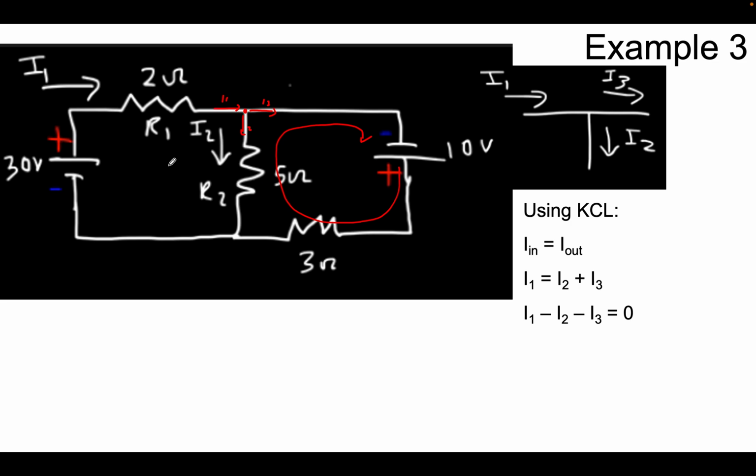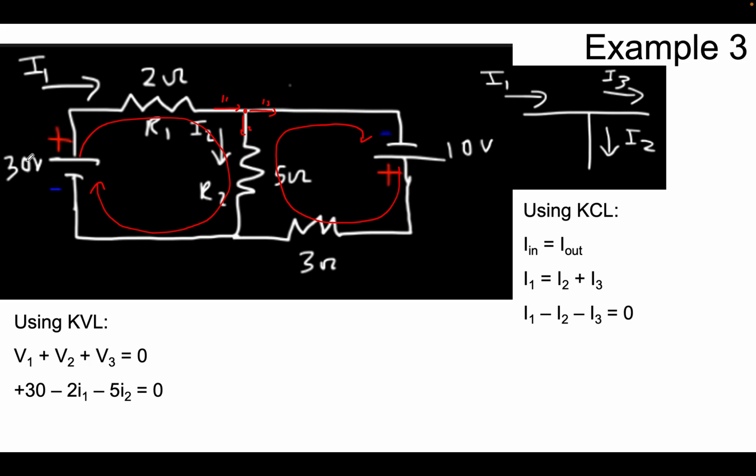So let's find two more. I can do another loop. I can pick a loop over here, and I can actually use this loop too. I can even use a big loop around the outside. Let's keep it simple. Let's start with this first loop over here, starting from this battery over here. I'll use KVL. I know this V1 plus V2 plus V3 should equal 0. I have 30 volts minus IR minus 2 times I1 minus IR again. In this case, this is 5 ohms times I2. Remember, this is I1 and this is I2. So make sure you've separated them.